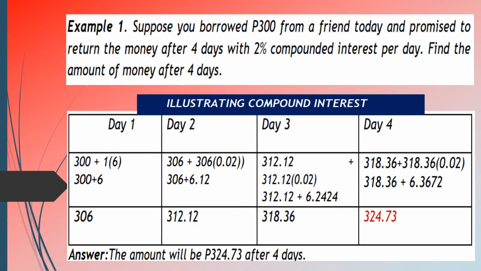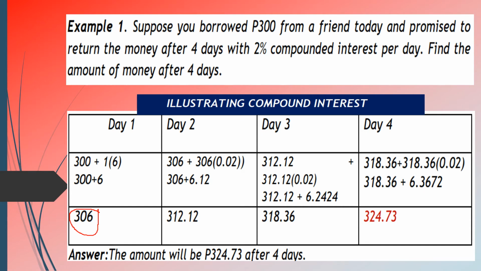Let's have example 1. Suppose you borrowed 300 pesos from a friend today on promise to return the money after 4 days with 2% compounded interest per day. Find the amount of money after 4 days. In illustrating compound interest, starting from day 1 to day 4, interest computed on the first day is 6 pesos added to the 300 pesos principal amount. Then the amount on day 1 is 306 pesos.